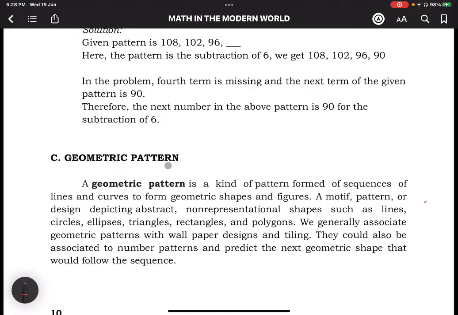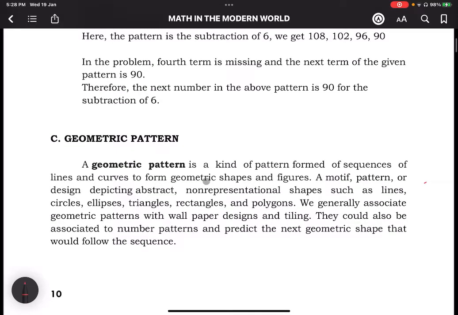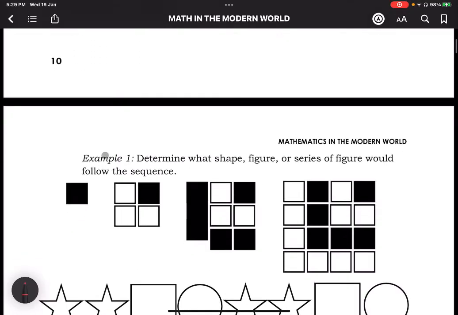Another kind of pattern is the geometric pattern. A geometric pattern is a kind of pattern formed of sequences of lines and curves to form geometric shapes and figures. It is a motif, pattern, or design depicting abstract non-representational shapes such as lines, circles, ellipses, triangles, rectangles, and polygons. So this is our example: determine what shape, figure, or series of figures would follow the sequence.